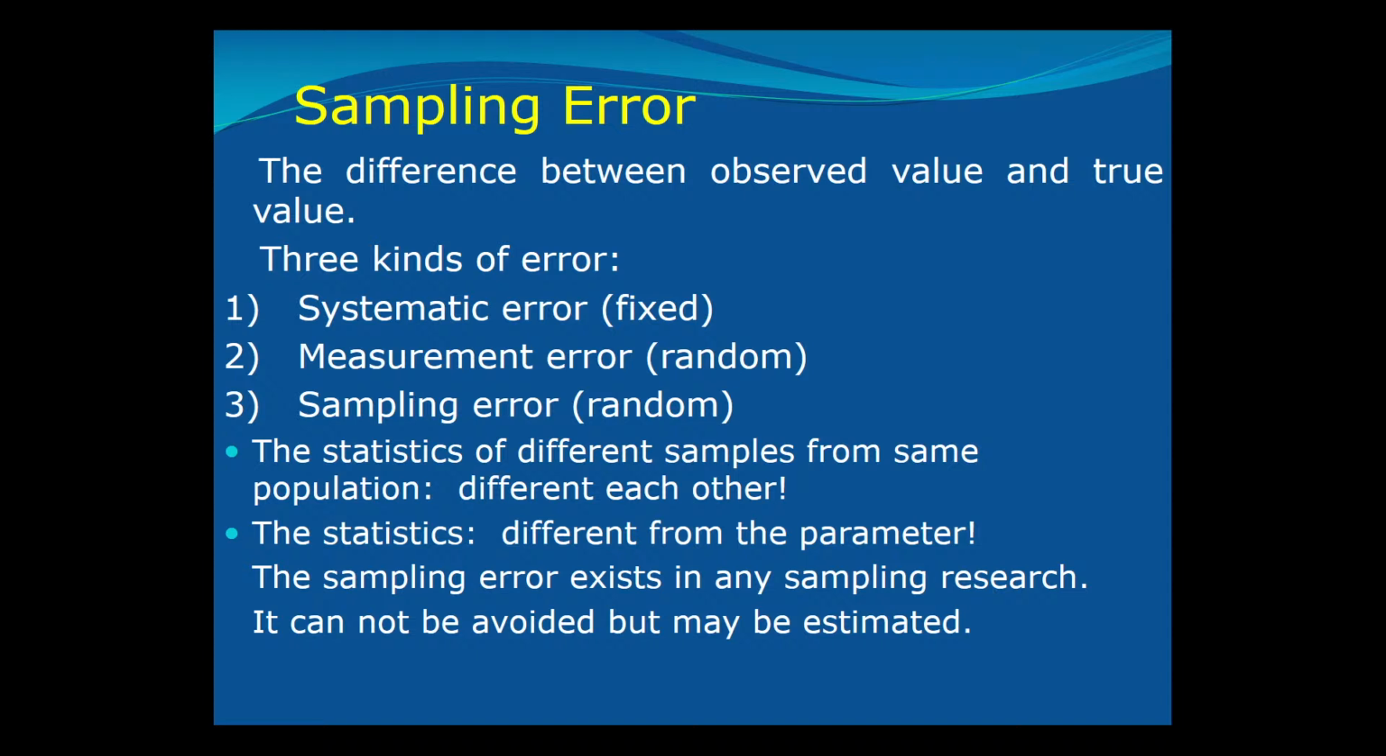Sampling error. The difference between observed value and true value is called sampling error. There are three kinds of error: systematic error, which is a fixed value; measurement error, a random value; and sampling error, also a random value. The statistics of different samples from the same population are different from each other, and different from the parameter. Sampling error exists in any sampling research. It cannot be avoided, but may be estimated.